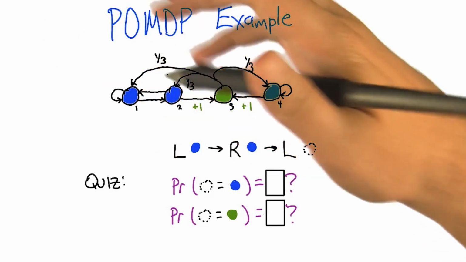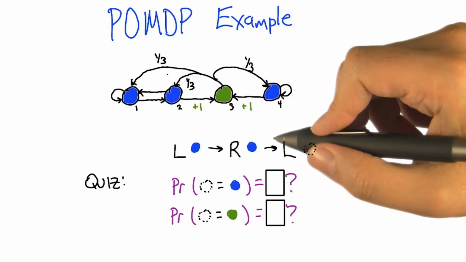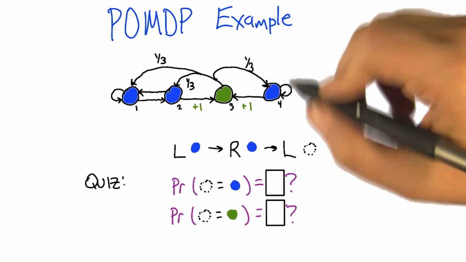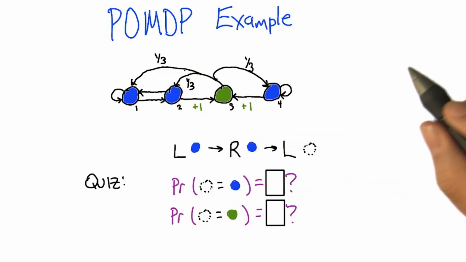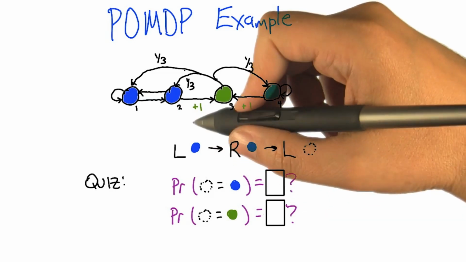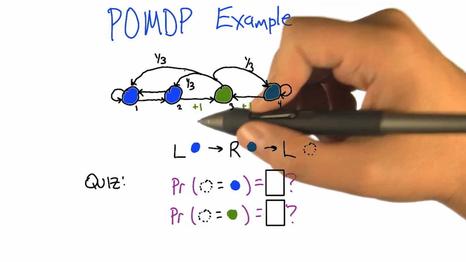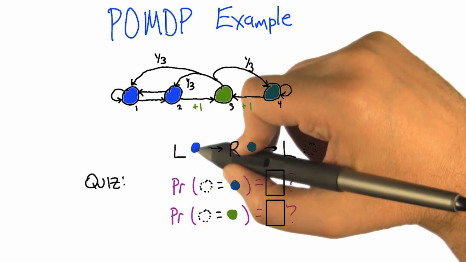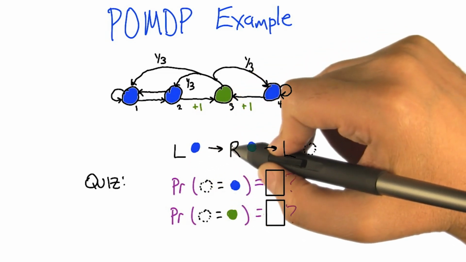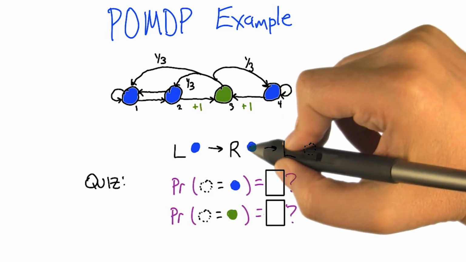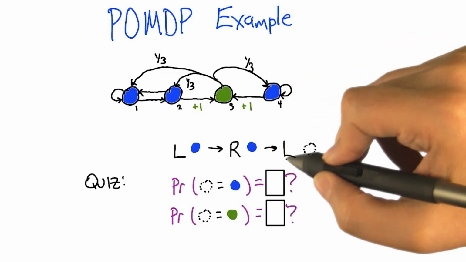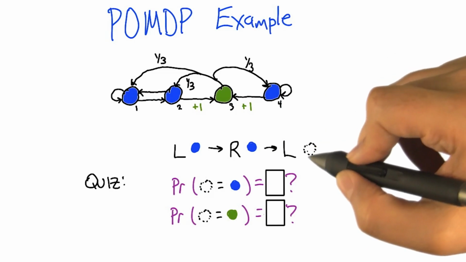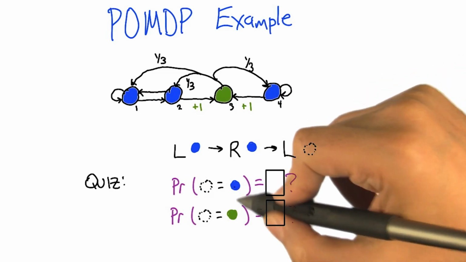So given that we think maybe we understand what the transitions do here, let's try to answer a question, and that'll at least force us to think through how observations, actions, and the states actually interact. Let's imagine, once upon a time, we took a left action and we saw blue. Then we took a right action and we saw blue. Then we took a left action, and now the question is, what's the probability that the color that we see next is blue versus green?